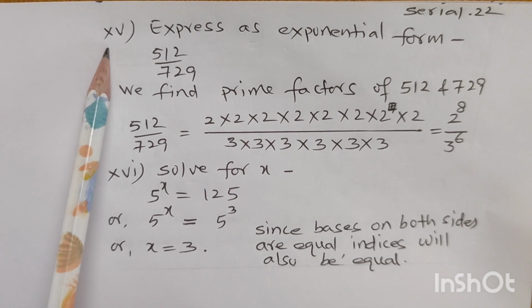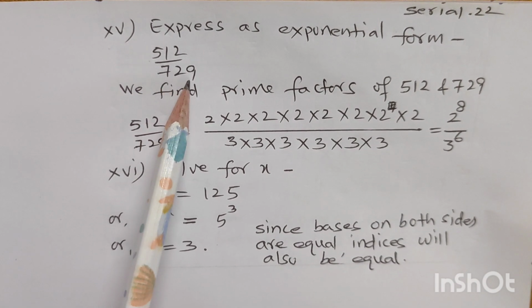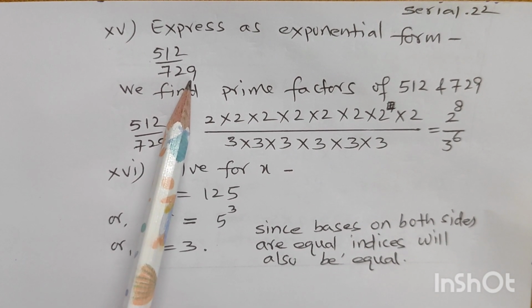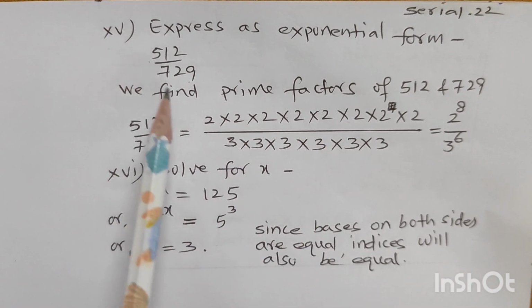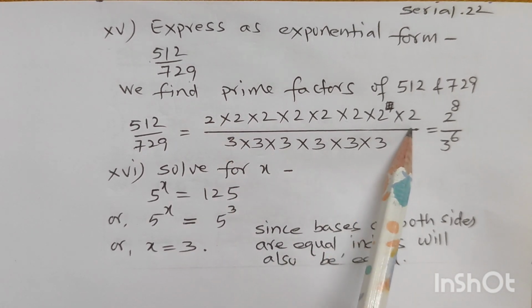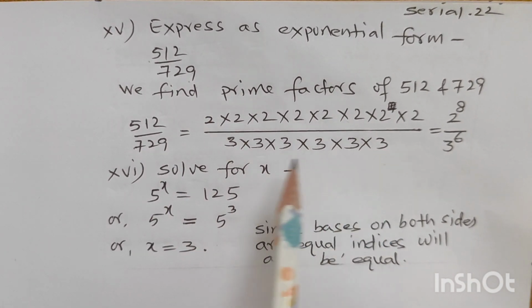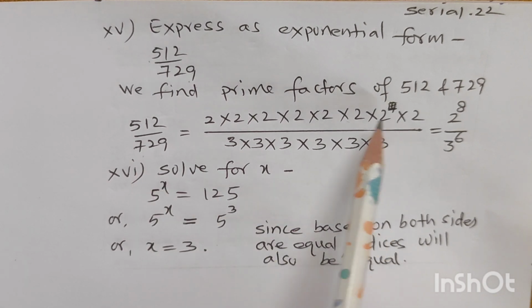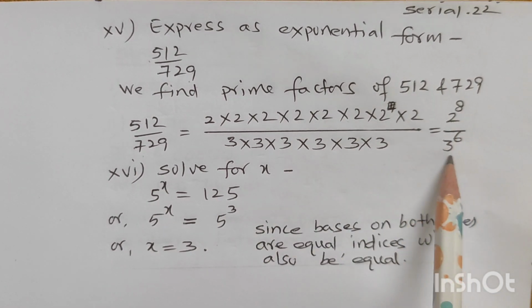This example is slightly different. We have to express 512 by 729 in the exponential form. We find prime factors of 512 and 729. These are the prime factors of 512 and these are the prime factors of 729. This is equal to 2 to the power 8 and this is 3 to the power 6.